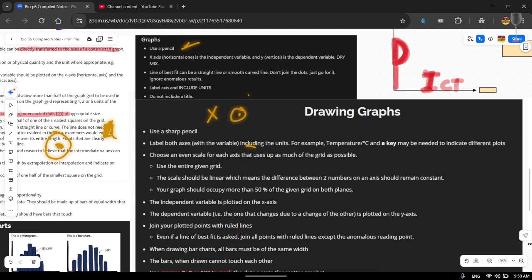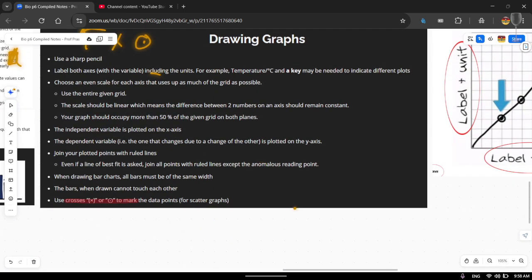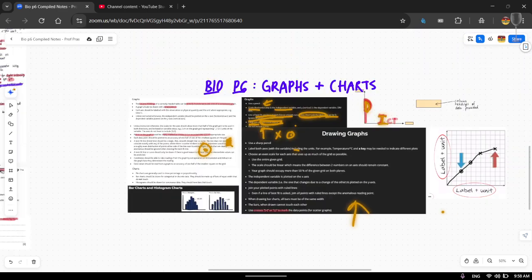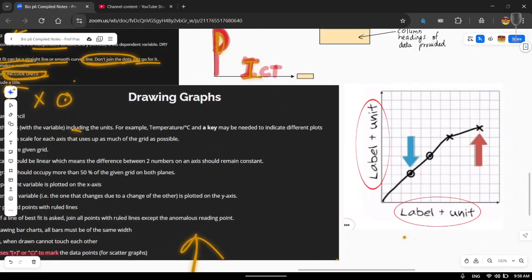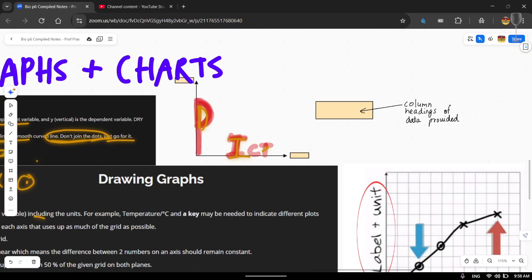So for a graph, use a pencil. The X-axis is the independent variable, as we said, and Y is the dependent variable. Line of best fit can be a straight line or a smooth curve. Don't join the points, just go for it. Ignore anomalous results. Label axes and include units. You are going to lose marks if you do not include units. And please do not include a title unless specified. And this is basically saying the same thing. And yeah, the column headings that I was saying, you just copy from the table they give you, right? So this is something you put over here and over here.